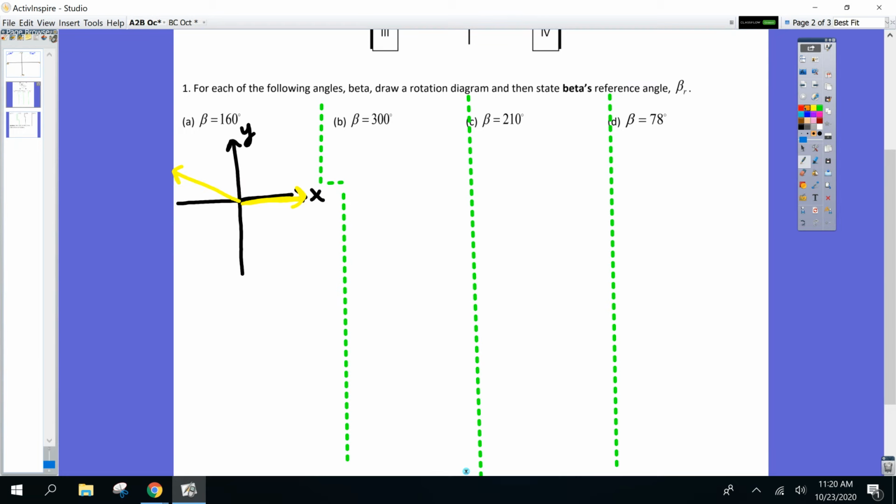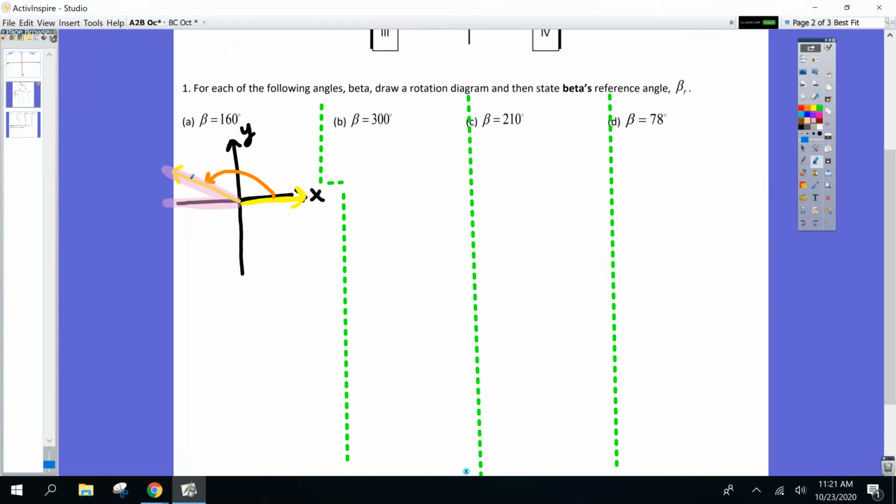Put your arrow on to make sure I'm going this way, 160. All right, here we go. The reference angle is formed by your terminal side and the x-axis. So let me take my highlighter right now and show you where the reference angle is in a nice shade of pink. The reference angle for any angle is formed by the terminal side and the x-axis.